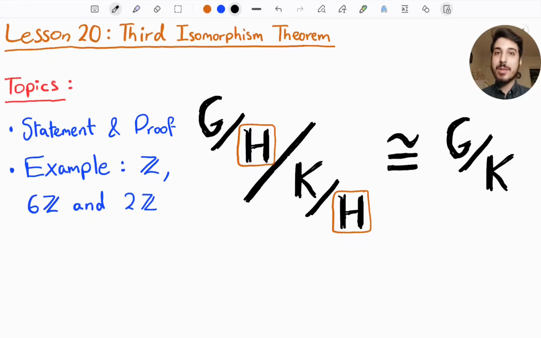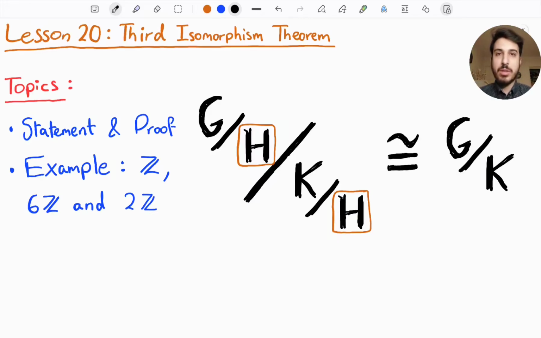Ladies and gentlemen, welcome back to lesson 20 in group theory. In this lesson, we're going to be talking about the third isomorphism theorem. This theorem answers the question of what happens when we take a quotient group of a quotient group.